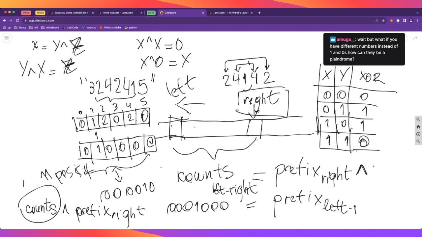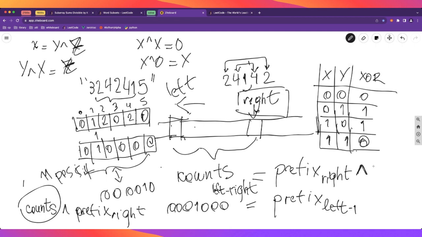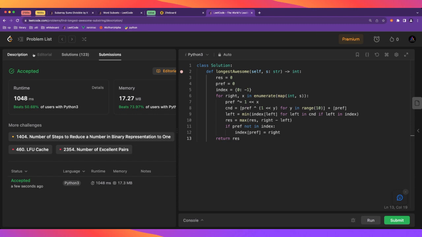What if you have different numbers instead of 1s and zeros? How can they be a palindrome? The 1s and zeros represent the parities. Here I went over all the transformations. You initially have this string of digits, which is what you get as an input. And here I'm selecting this substring, which is the answer for example 1 in the problem.